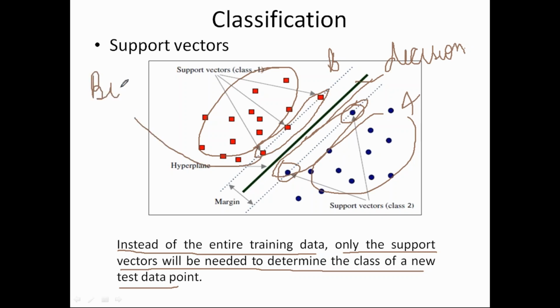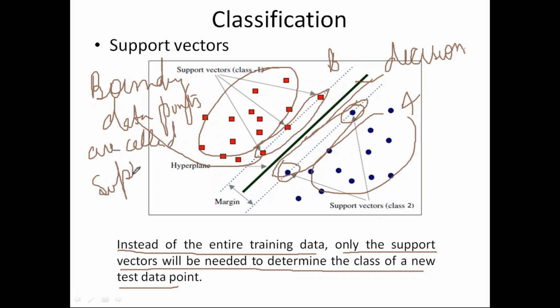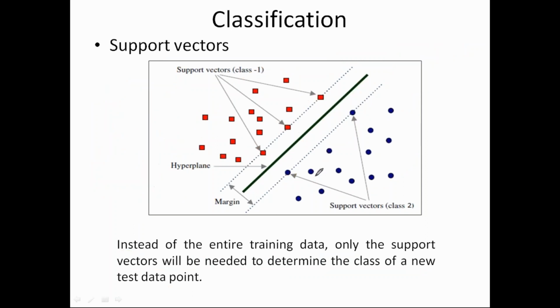So you just need these boundary data points. And you know what? These boundary data points are called support vectors. These boundary data points are only called support vectors. So why are these called support vectors? Because they are supporting the classifier, they are supporting the model.